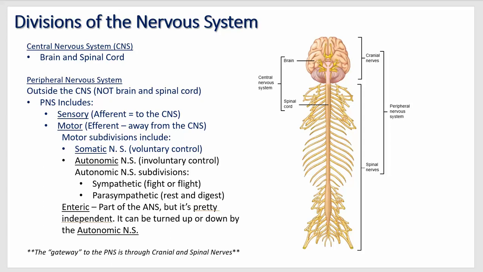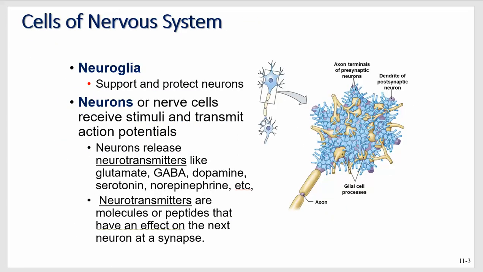Peripheral nervous system is everything outside the central nervous system. And so we're going to have separate sections for sensory and motor. All right, so let's look at cells of the nervous system.